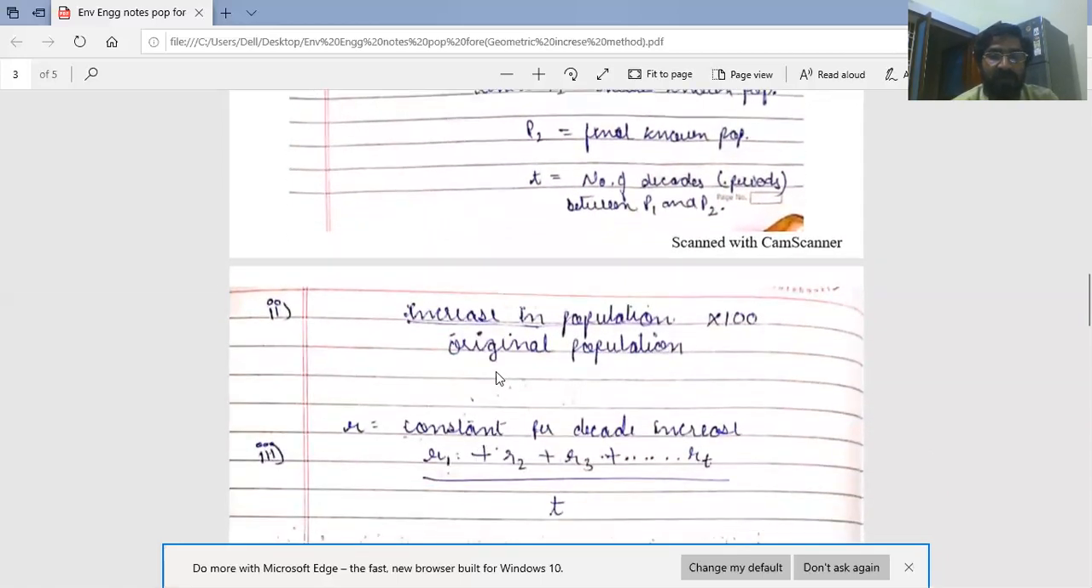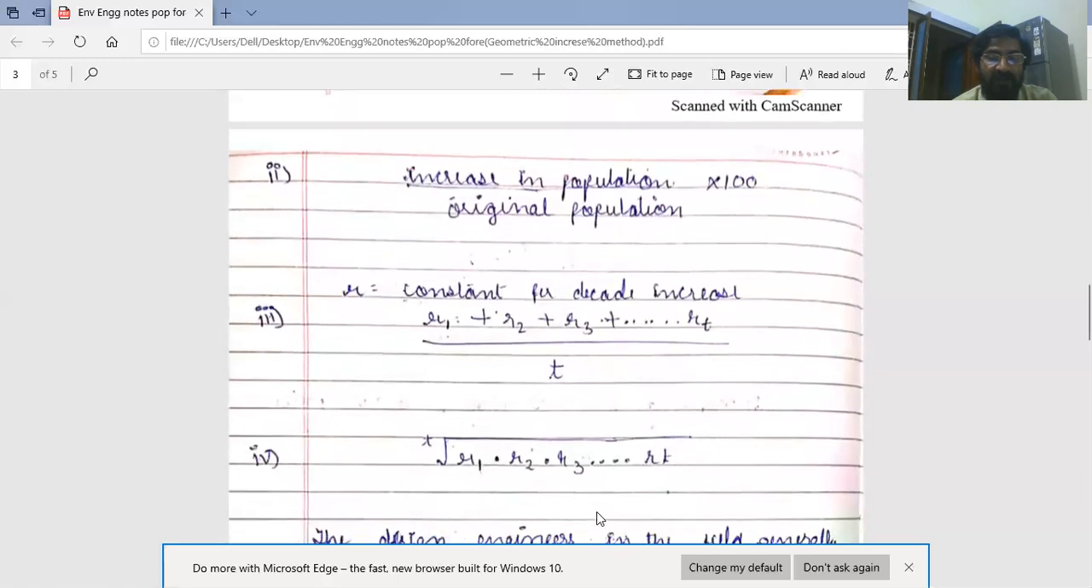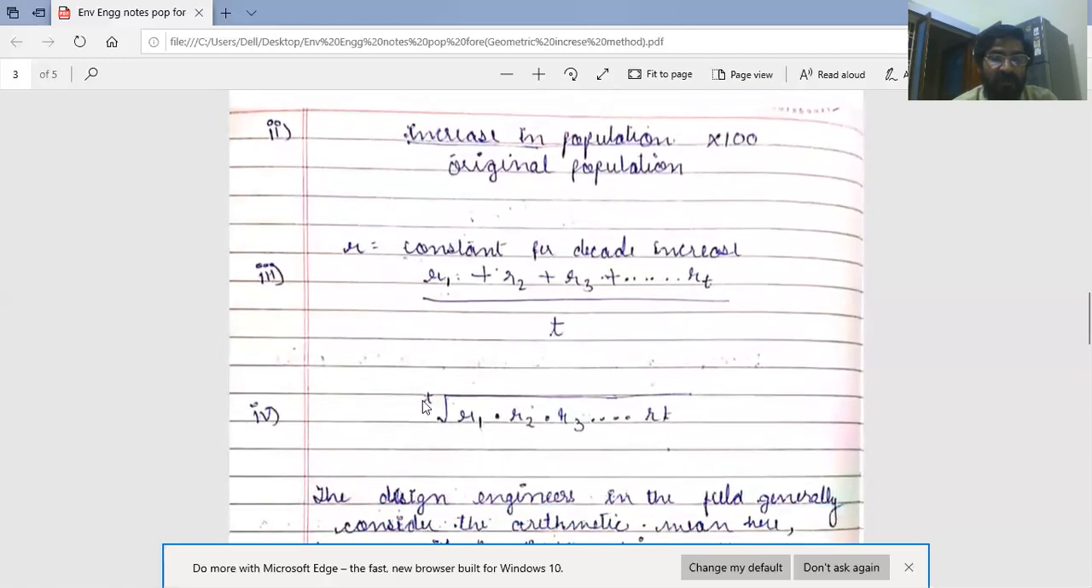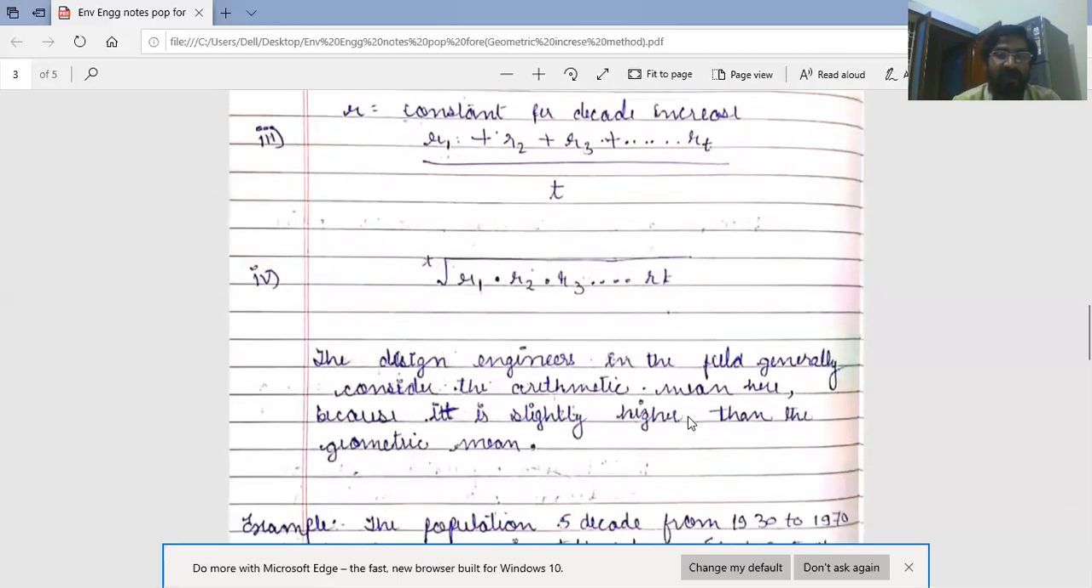Second method for growth rate: R is equal to increase in population upon original population into 100. Third, R is equal to constant per decade increase, which is R1 plus R2 plus R3 and so on upon T, total time. And fourth is T root of R1 into R2 into R3 and so on. The design engineers in the field generally consider the arithmetic mean because it is slightly higher than the geometric mean.